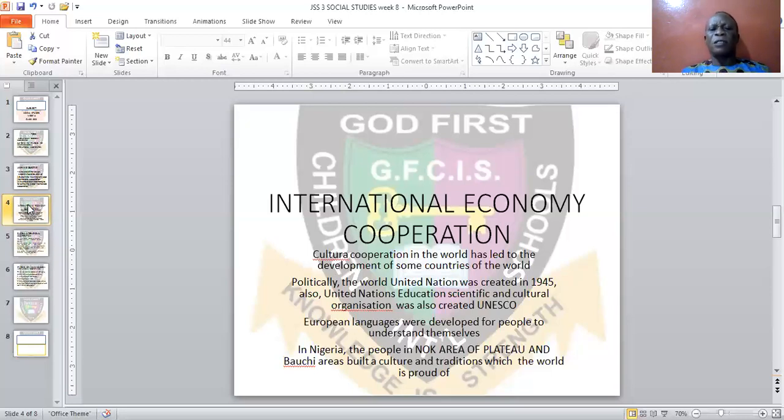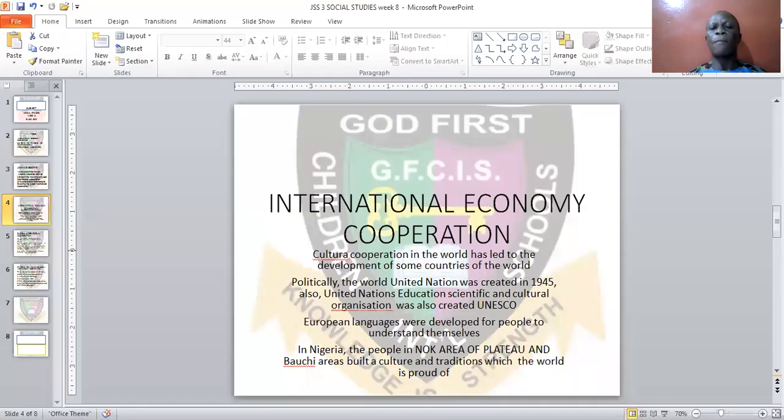Look at the Europeans' language. It was developed for people to understand and enjoy themselves. See, we have many places of interest in Nigeria which we can visit, like I mentioned, museums, and many more places in Nigeria. So politically, the United Nations was created.